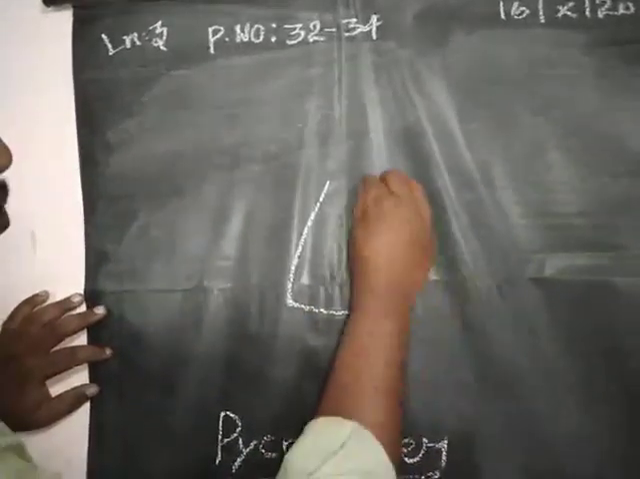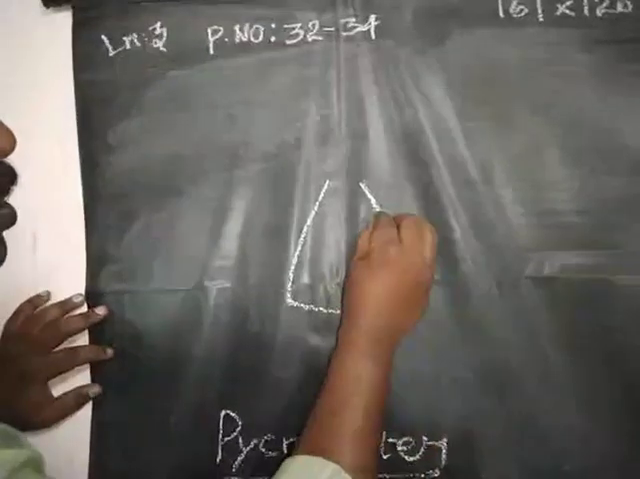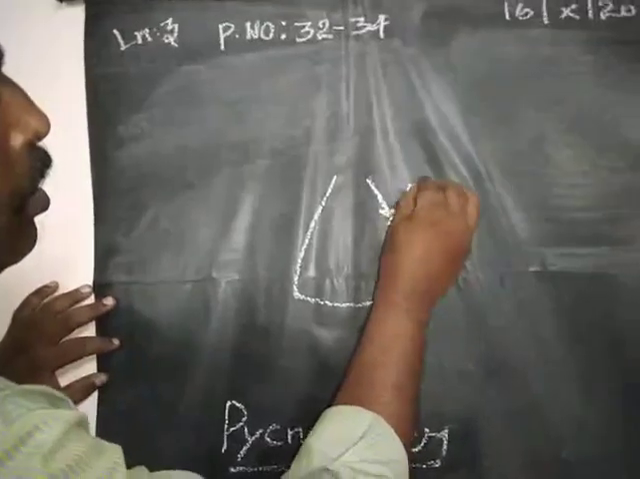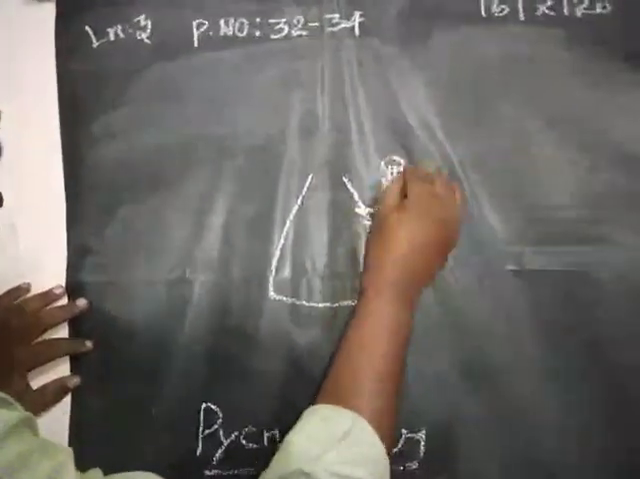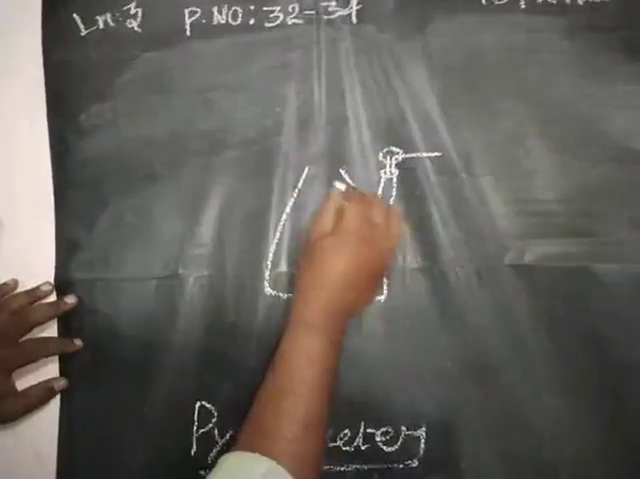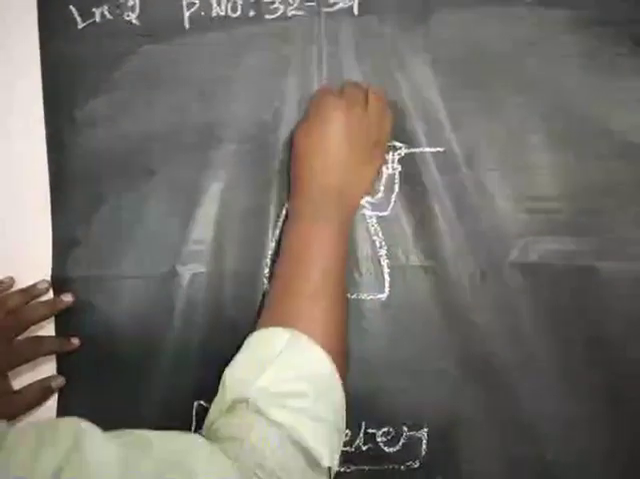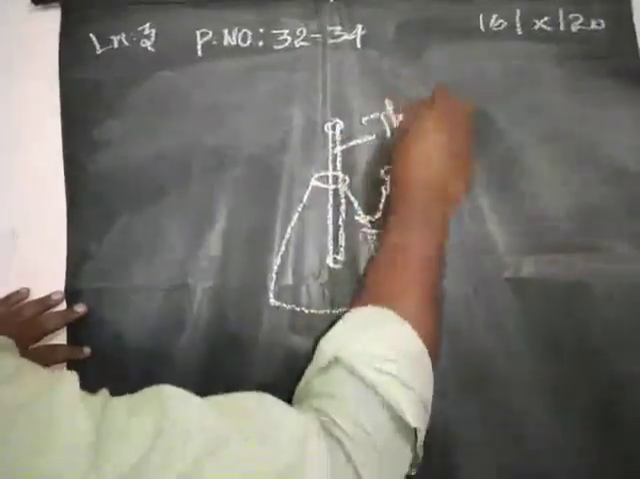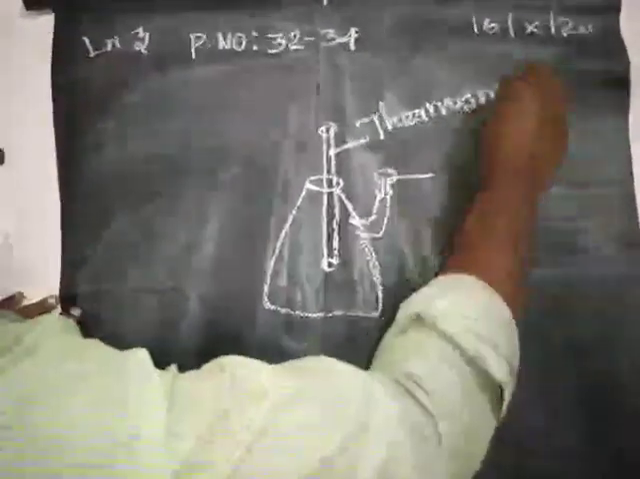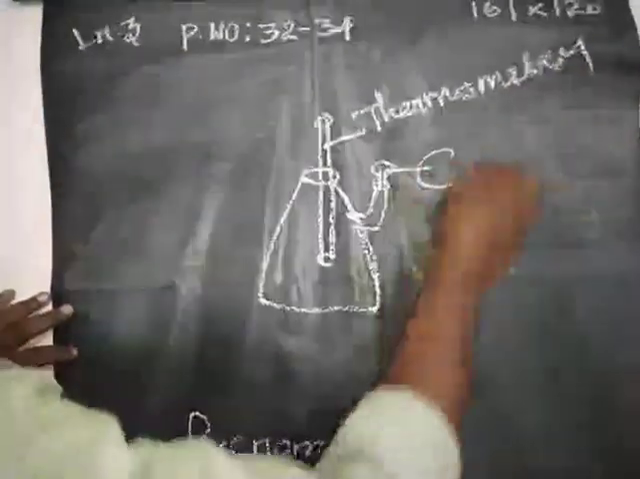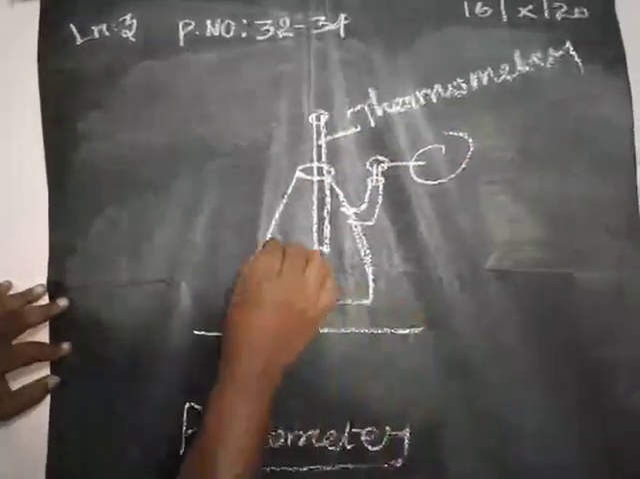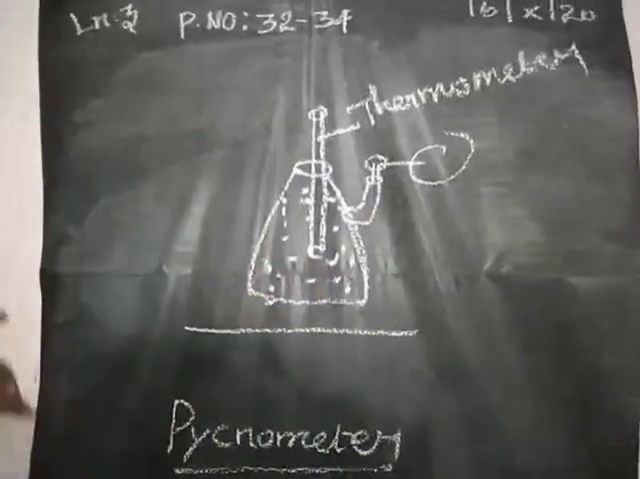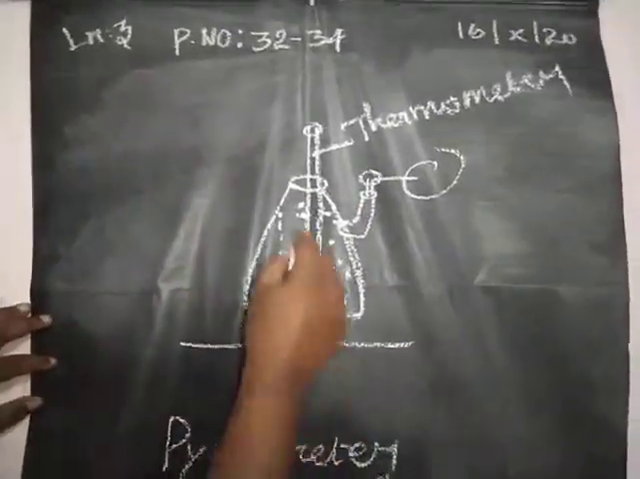It is a glass bottle. Here one small hole is given, which we close with a closer tap. Here we insert the thermometer. This is called the lead. We have to fill it with water. It is made of glass, and we fill it with water.